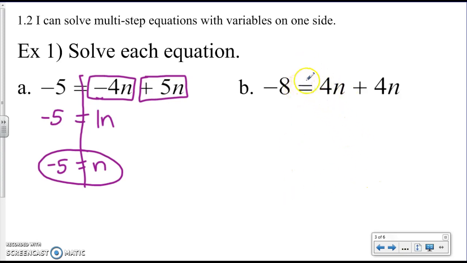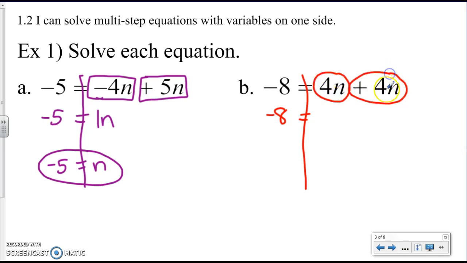My lines are really bad today. Okay, so again, no parentheses, so we don't have to worry about step 1. Step 2 says combine like terms on the left side. Can't do it. -8 is the only thing there. I'm going to bring it down. Step 3 says to combine like terms on the right side. So I have a 4n and a +4n. Since those both have n's, we can add them together. So 4n plus 4n gives me 8n.